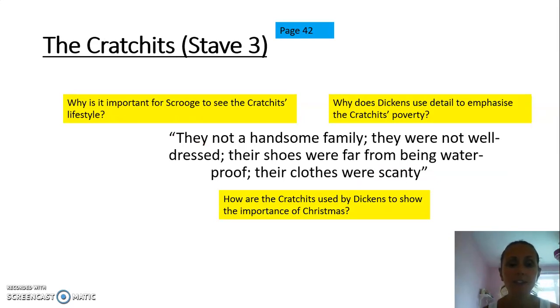This is your fact 7. Your fact 7 key quote, page 42. So this is from the Cratchit family's Christmas dinner. This is actually a key quote that the examiners often pick up on the fact that students don't really understand the language that's been used. Some people go off on one incorrectly and say that they're not a handsome family because they're not good looking, which is a misconception. So I really want you to understand this one. I will pause and then I will explain it just to make sure that you've got that understanding.